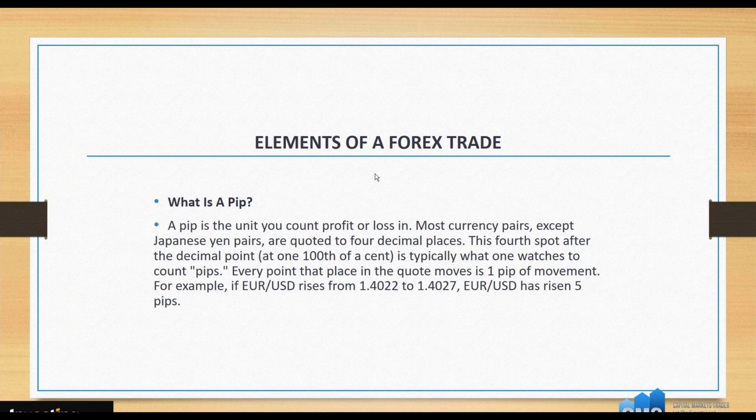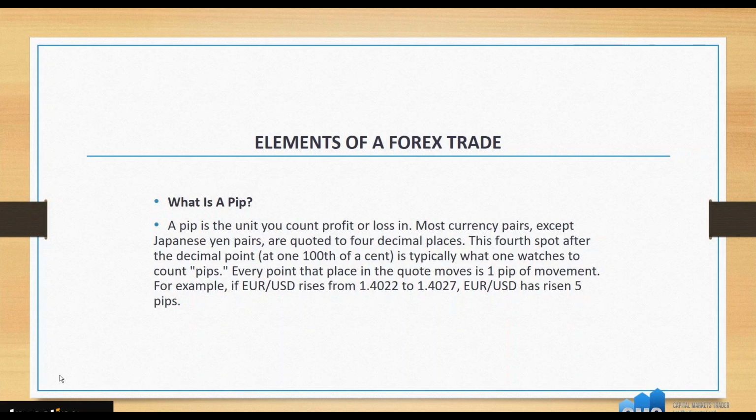Now a pip is very important. A pip is a unit you count for profit and loss. Most currency pairs, except for the Japanese yen, are quoted to 4 decimal points. This fourth spot after the decimal point is equal to 1/100th of a cent. But the Forex market is a little bit more complex.